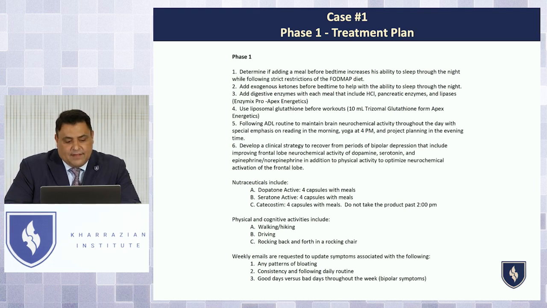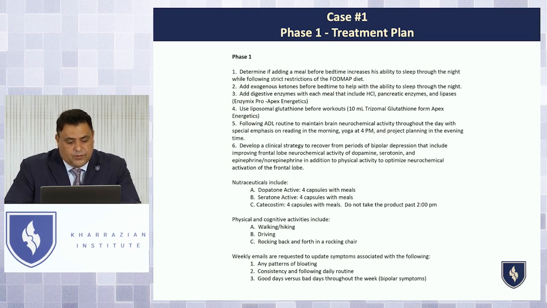And then the next thing was to develop a clinical strategy to recover from periods of bipolar depression that include improving frontal lobe neurochemical activity and dopamine, serotonin, epinephrine, norepinephrine. That's all information I picked up from the brain region localization form and the brain health nutrition assessment form. If you look at his forms, you can see there are lots of symptoms there. This is in addition to physical activity, to optimize neurochemical activation of the frontal lobe.